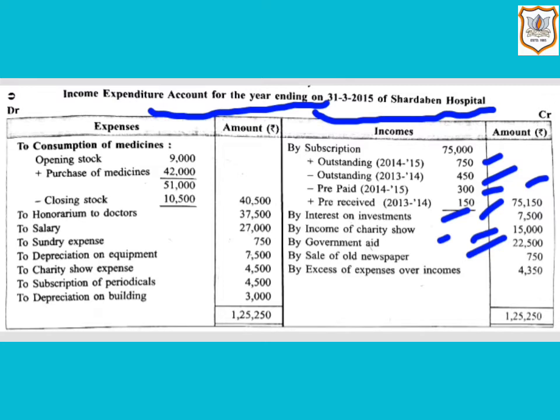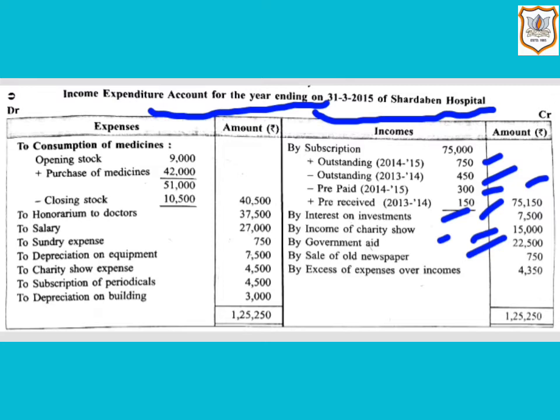Then we have purchase of medicine. So here in other information, we are given opening stock of medicine, that is 9,000. Then closing stock of medicine is also given, that is 10,500. So here on the expense side, we will show it as consumption of medicine.